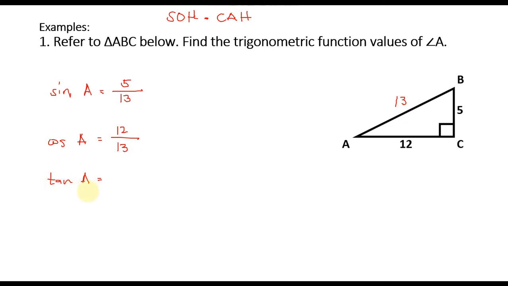Tangent A equals, so for tangent A, that will be TOA. Tangent A is equal to opposite over the adjacent side. So the opposite side of our angle A, this angle A, is 5. And for the adjacent side of angle A, that is 12. There you go. You have now sine A equals 5 over 13, cosine A equals 12 over 13, and tangent A is equal to 5 over 12.